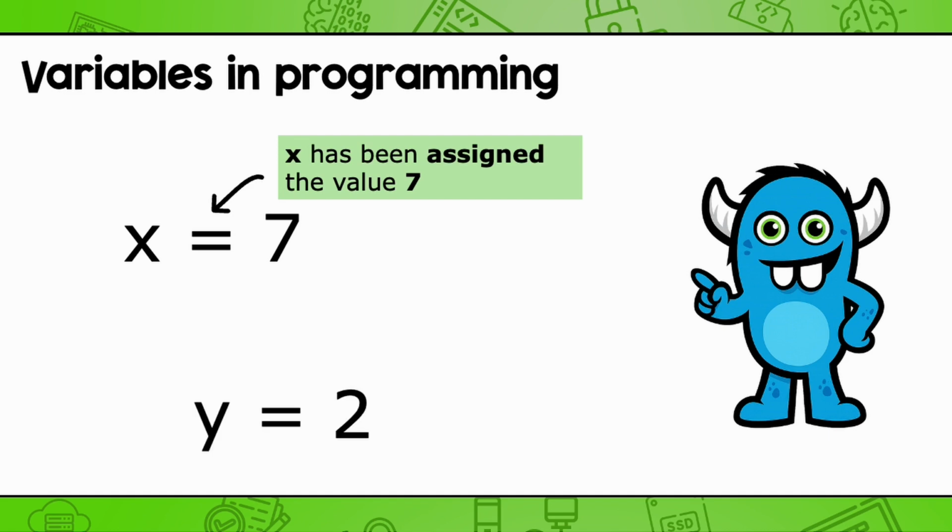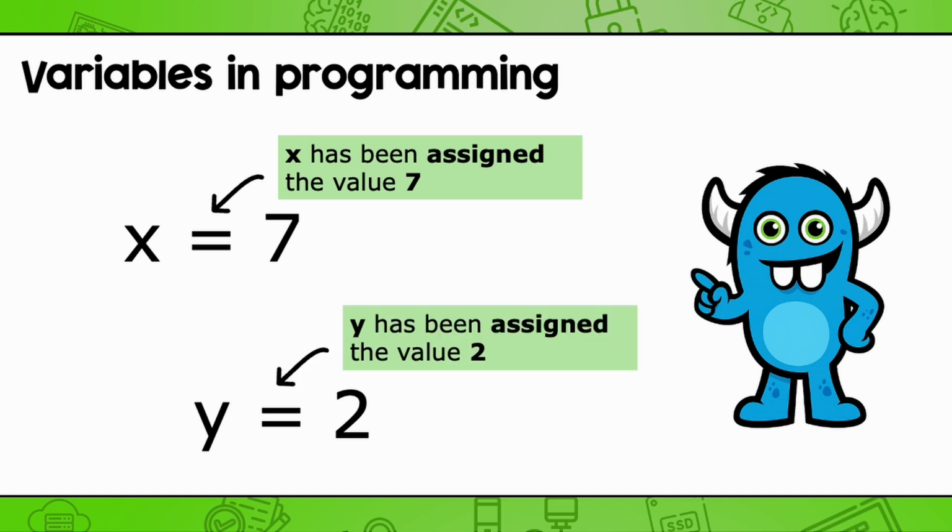Similarly, we've got the variable, the space in memory that we have called y. We are assigning it the value 2. And again, it doesn't have to be numbers. It could be a whole host of different data types.